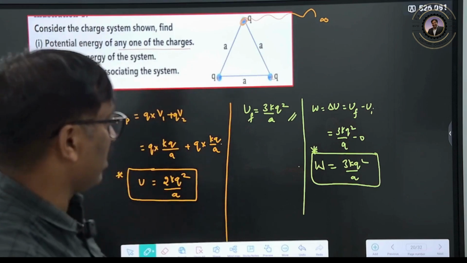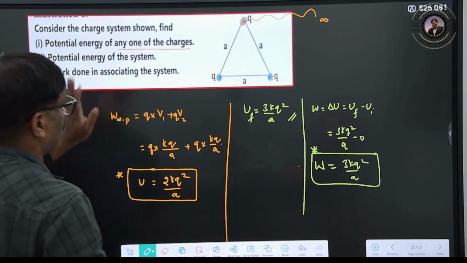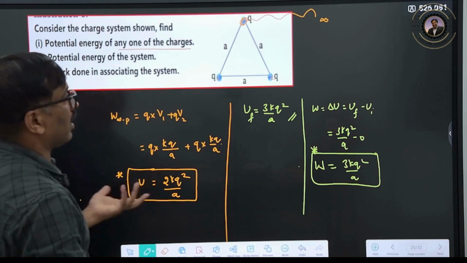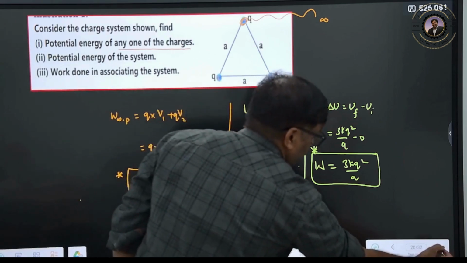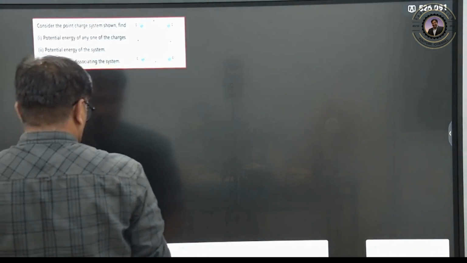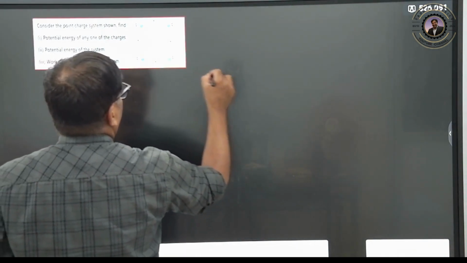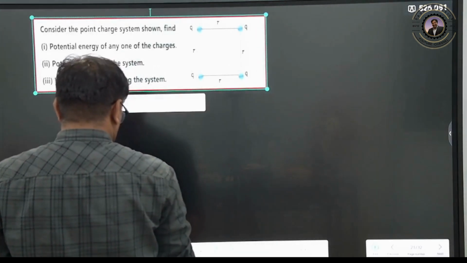So like this they will try to confuse you, but stick to the concepts clearly so that you can do these questions easily. Now let us see one more concept here. Right, let us see now.